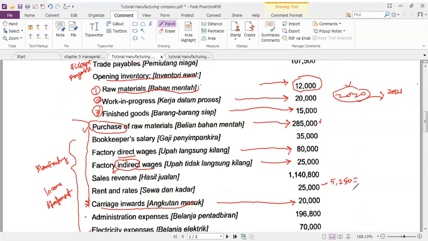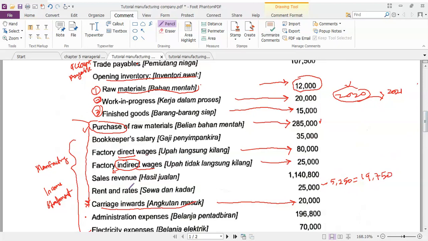So what is the exact amount of rent and rates after this minus? So you have 19,750. Okay, later on, I will inform you what is the importance for us to minus it.